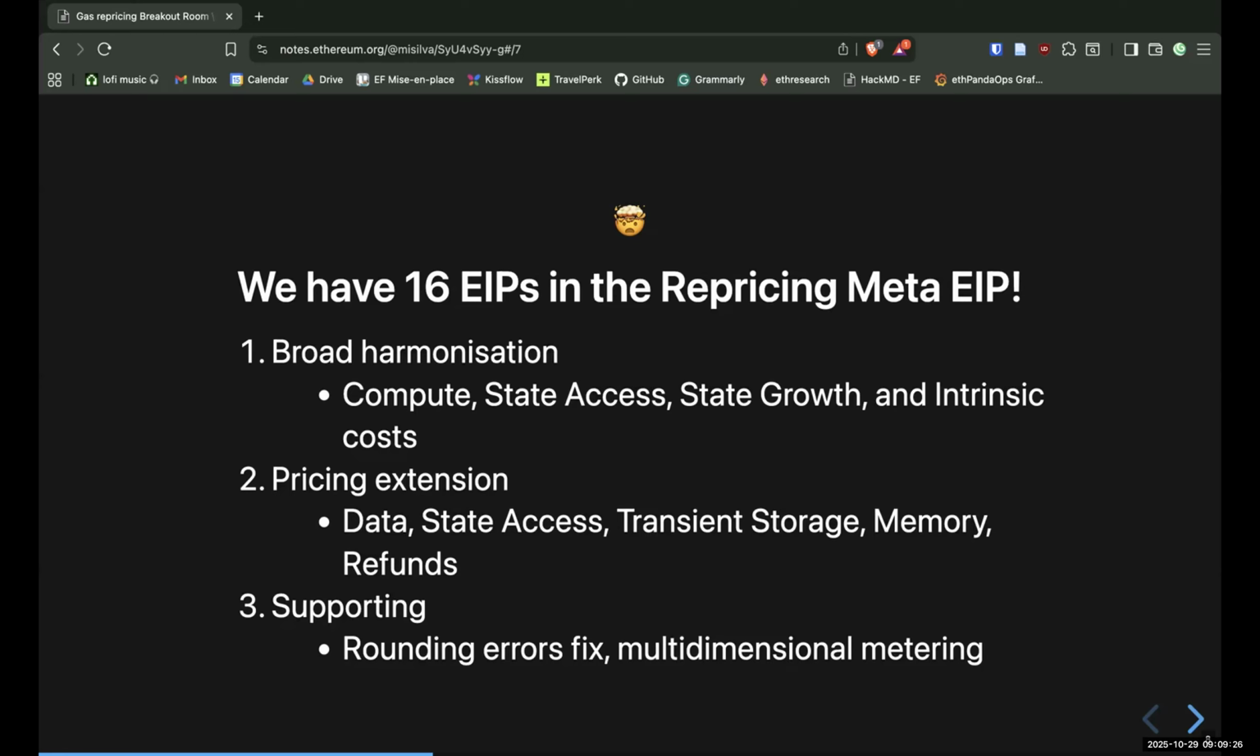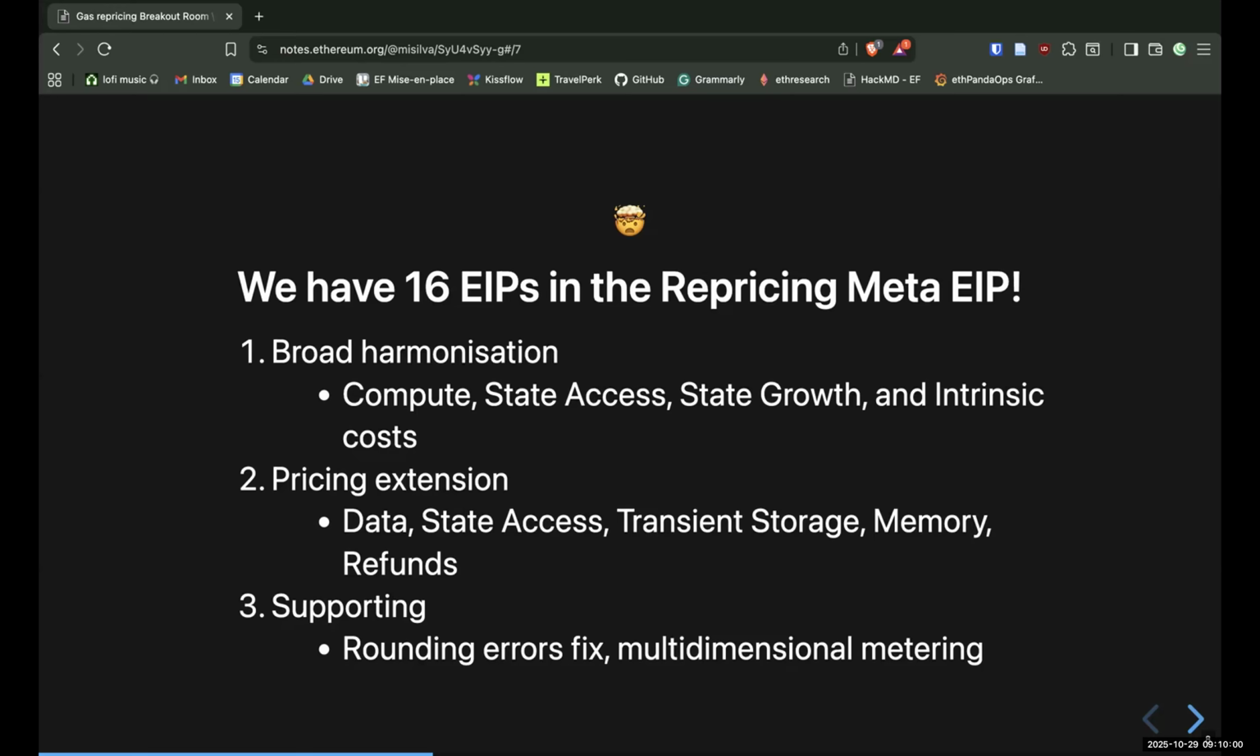Then we have pricing extension. This is more a targeted change in the pricing model. It could be just repricing a single opcode. It could be changing some component of the gas model. And usually this will either unlock some scalability or fix some specific misprice. So it's not a broad reprice, but it's more a targeted thing. And so we have this, for instance, for data, for state access, transient storage, memory, and also gas refunds.